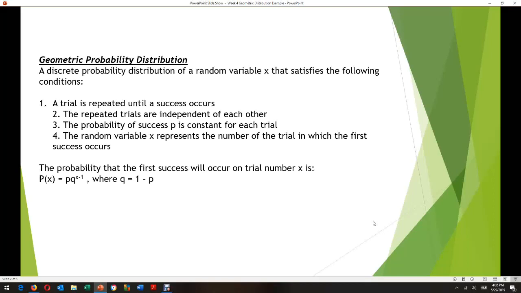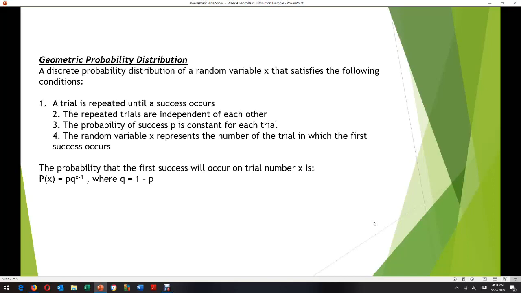So the repeated trials, like we may be tossing a coin or drawing balls out of a hat or something like that, are going to be independent of each other. Every one of them has the same probability of success, whatever that is. And the random variable x in our formula, which appears at the bottom here, is simply the number of the trial in which we are first successful.